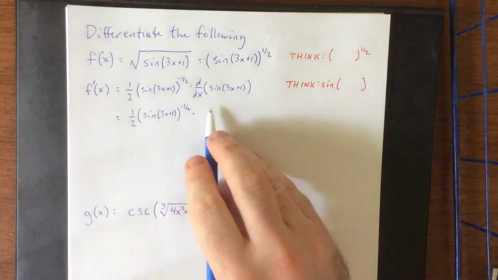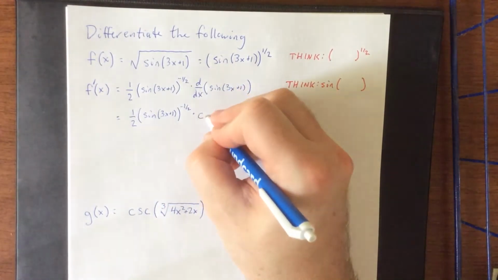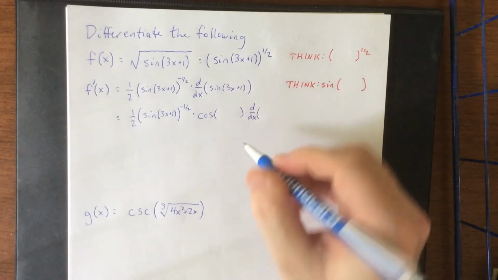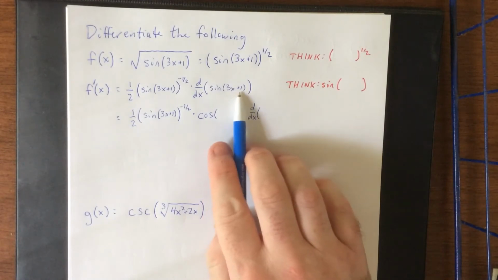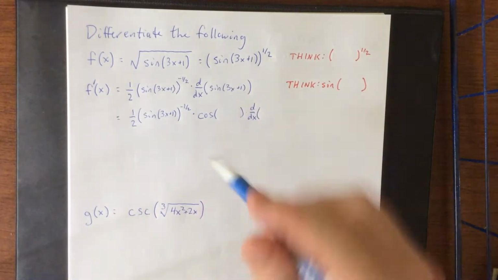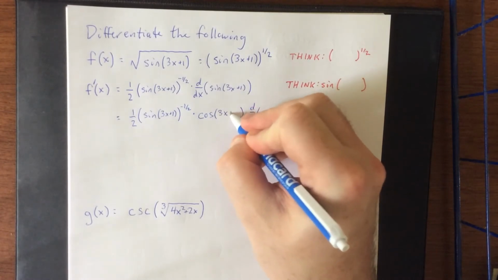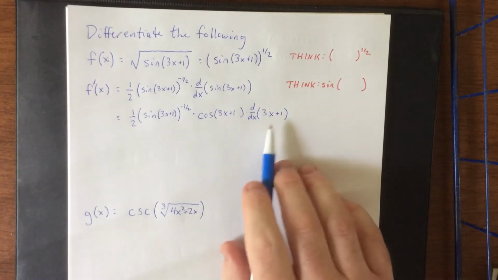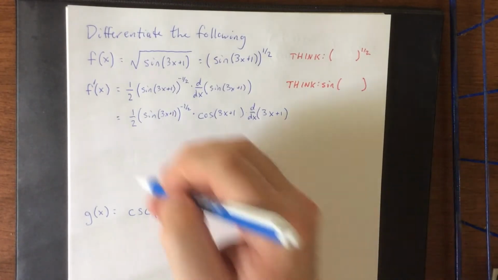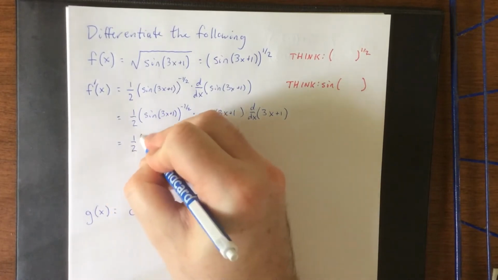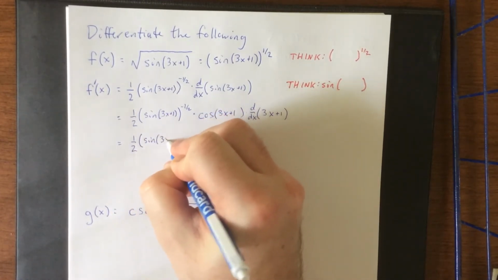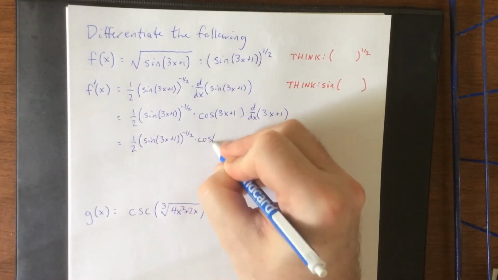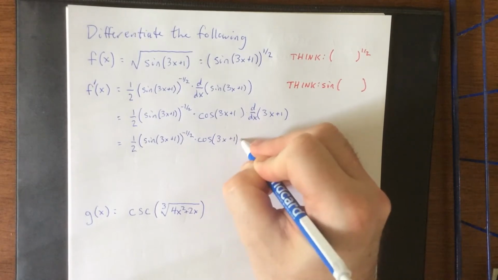And for our derivative, we are now going to take the derivative of the sine function, which is the cosine function. And because the inside was not simply x, once again, the chain rule says whatever was inside here is going to go inside here as well as inside here. That'll be 3x plus 1 and 3x plus 1. Evaluating this derivative, because it's linear, will simply be 3. So it'll be 1/2 times the sine of 3x plus 1 raised to the negative 1/2 power times the cosine of 3x plus 1 times 3.